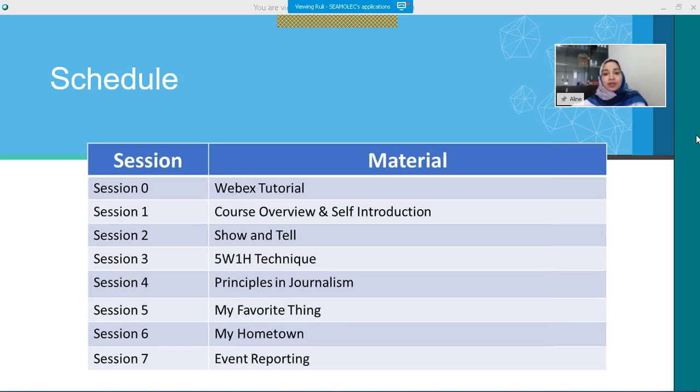indicating your interest and hobby. And we will also have a session about your hometown. There must be some quite interesting things going on in your hometown. It can be about culinary, it can be about local events or anything that is happening in your hometown. And the last one will be about event reporting. Next slide.